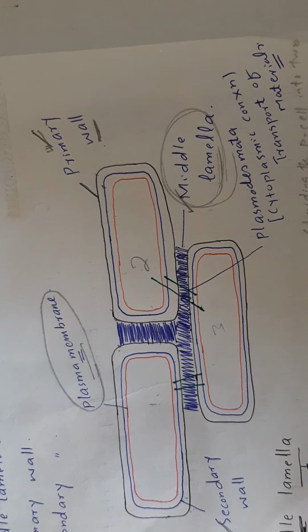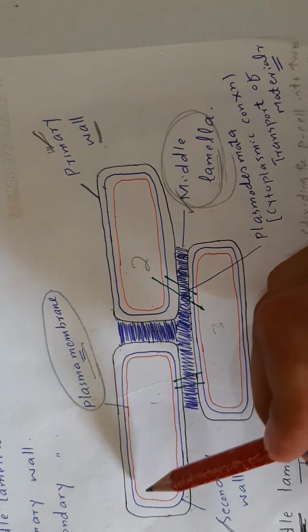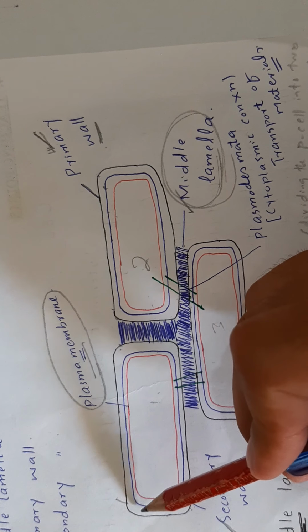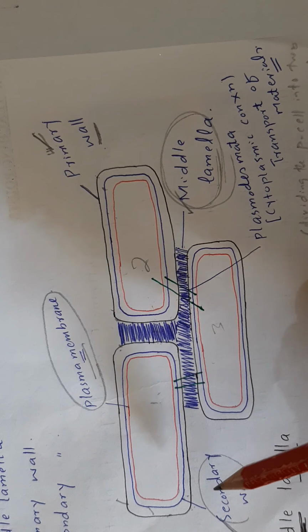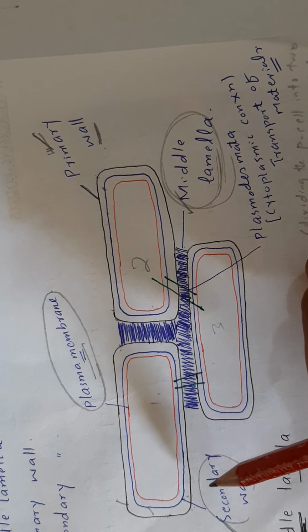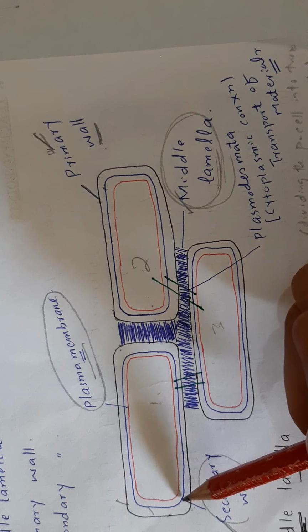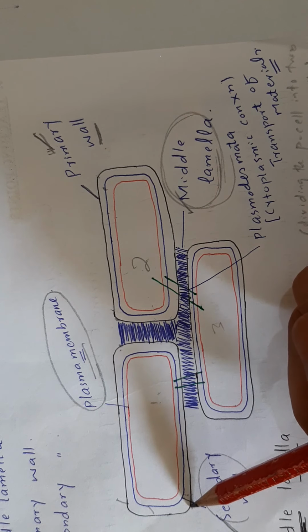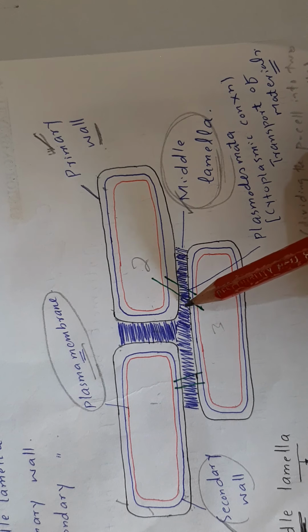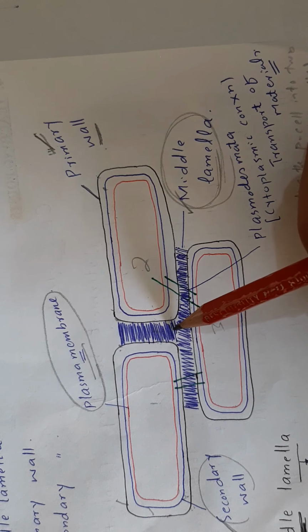Again, this is the structure of cell wall. This outer layer is primary wall and this blue layer is secondary wall. Look into the diagram. The secondary wall is formed on the inner side of the primary wall. Outer layer is primary wall and on the inner side is secondary wall, and this layer present between the two primary walls of adjacent cells is called middle lamella.